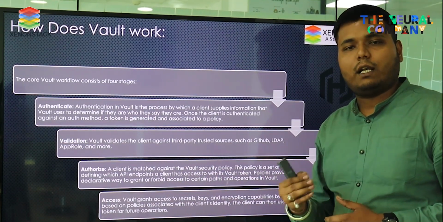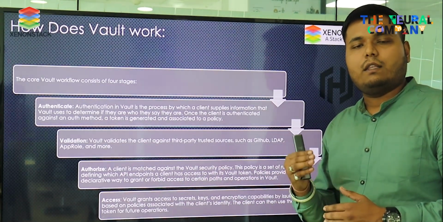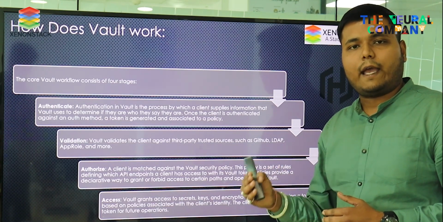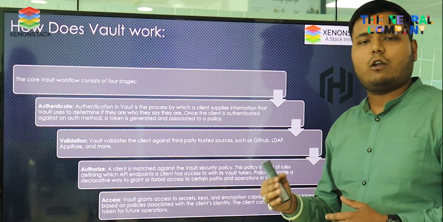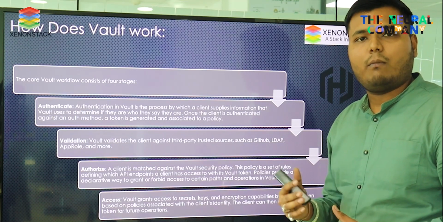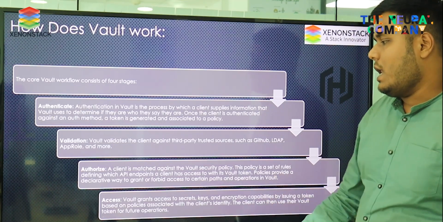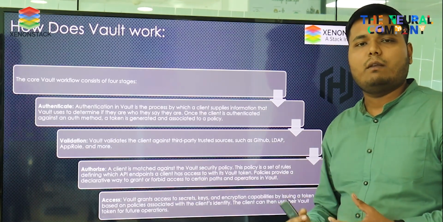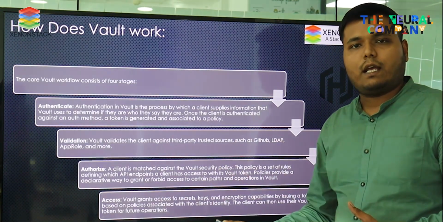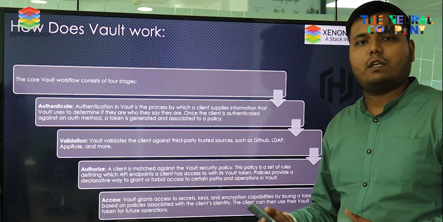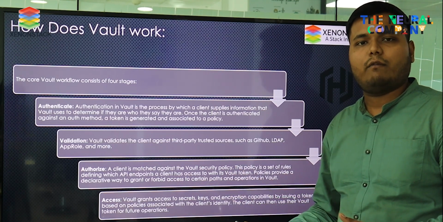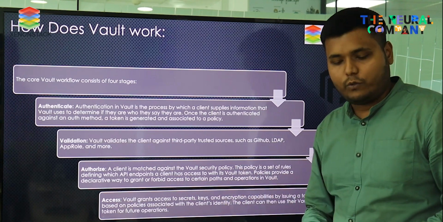Third comes authorize. When someone is authorized to do something, it means they are able to perform actions using those secrets. If you are not authorized, you won't be able to perform actions using those secrets. Last is access. Access means you have been provided with the secrets and you can have those secrets in your particular machine, in your deployment environment, or wherever you want to use them.